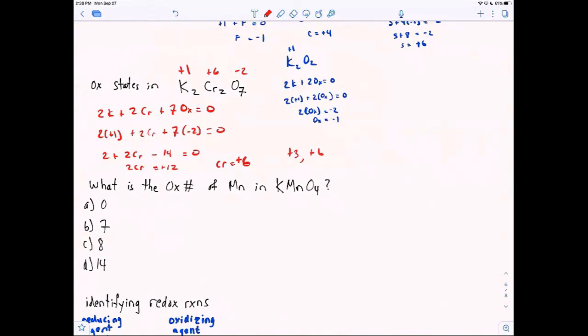So let's see if you're following. What is the oxidation number of manganese in potassium permanganate? Oop, I'm blocking it with my head. There we go.